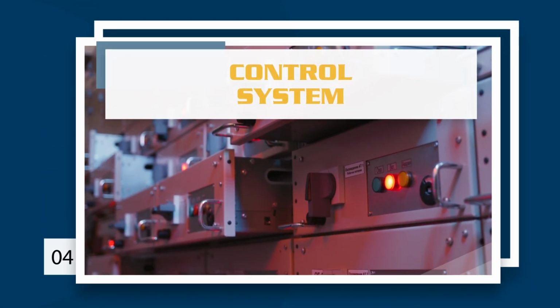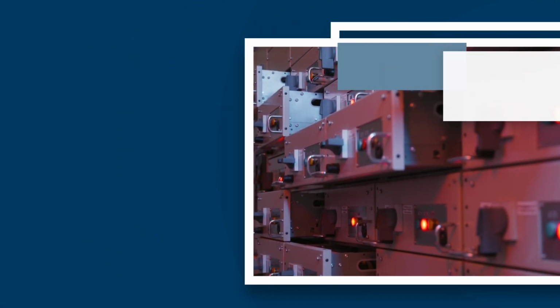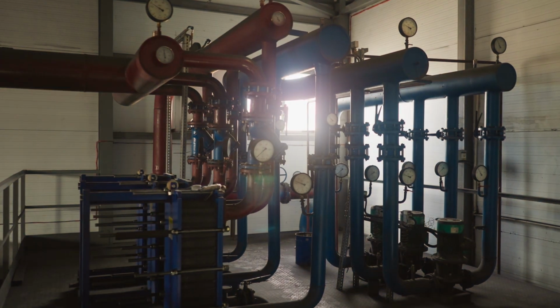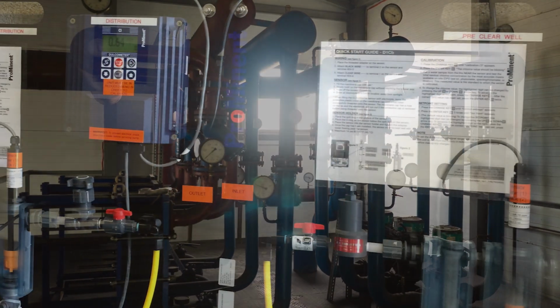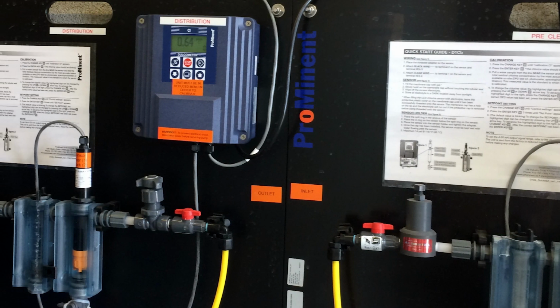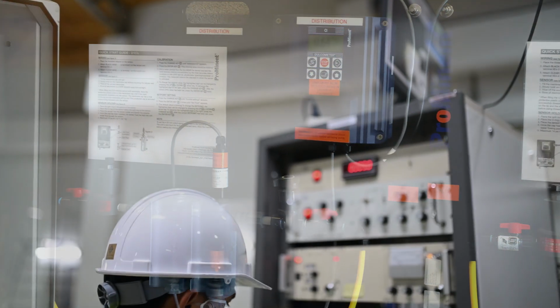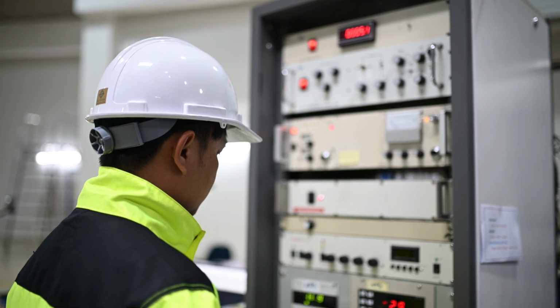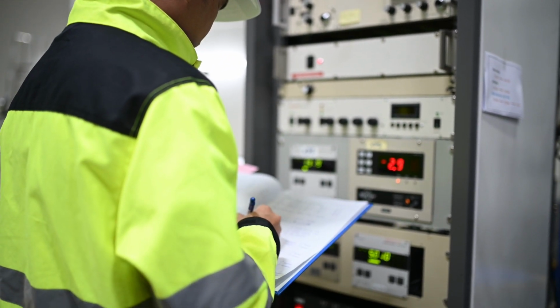The control system is the brains behind your injection skid. It regulates the flow by controlling pumps and valves, ensuring the right amount of chemical is injected at the right time. This system relies on a series of sensors and measurement devices, which should be carefully selected to meet the performance needs. An optimized control system ensures smooth operation, maximum efficiency, and minimizes downtime.